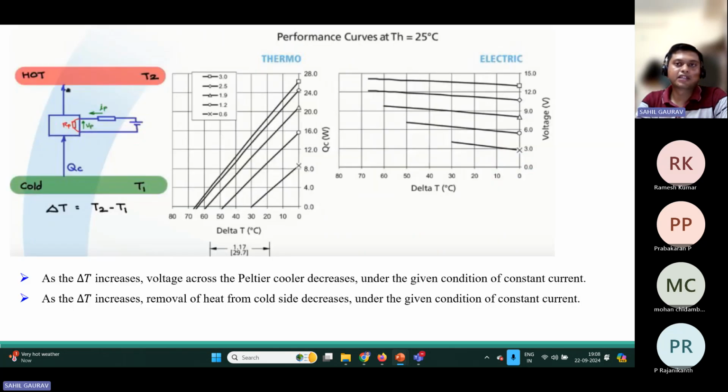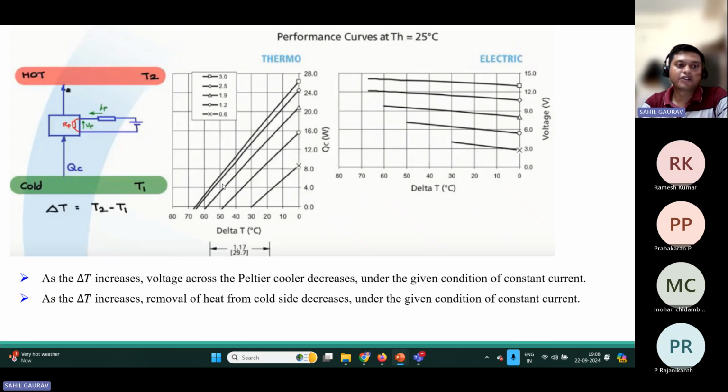Now coming to the thermal and electrical characteristics of this Peltier element. This graph shows, for different current flow through the Peltier element, the thermal graph, QC versus delta T, and for electrical, voltage versus delta T.